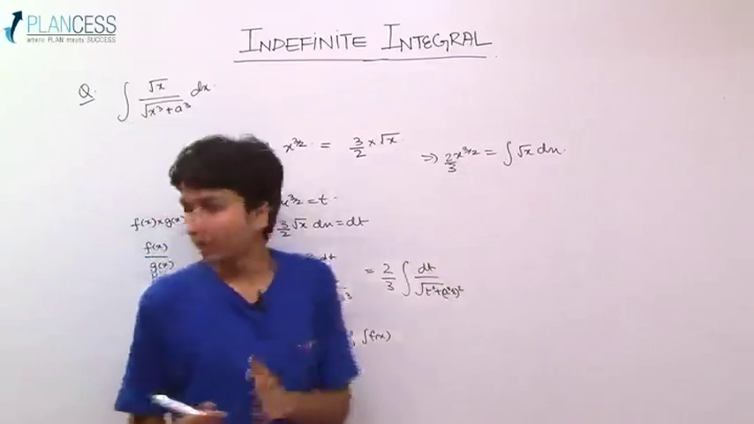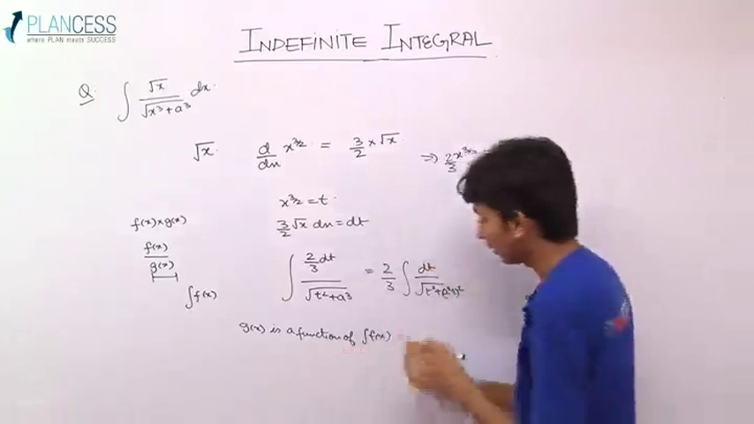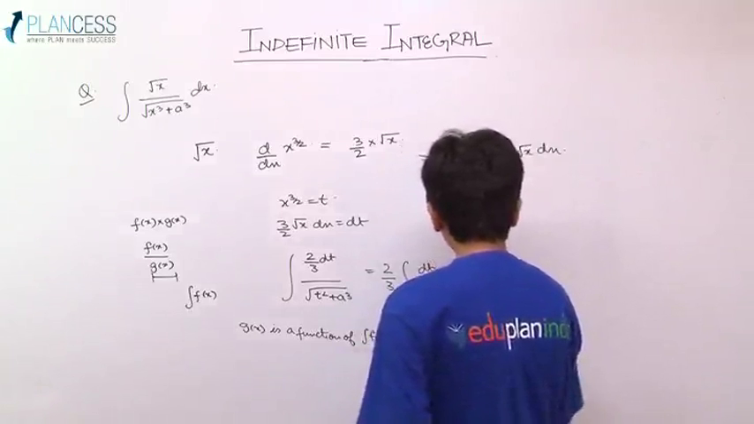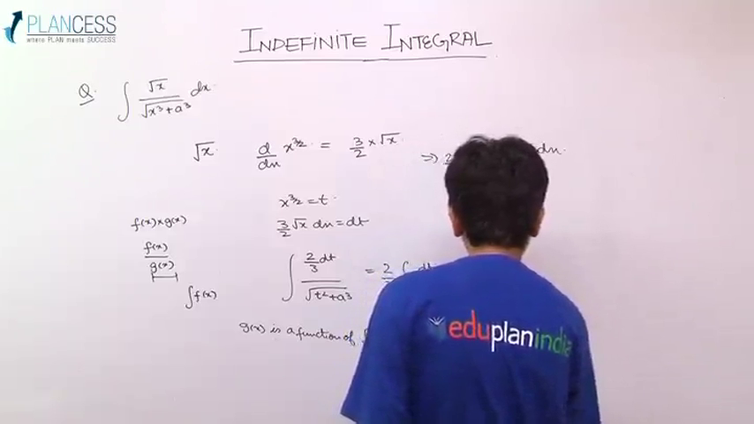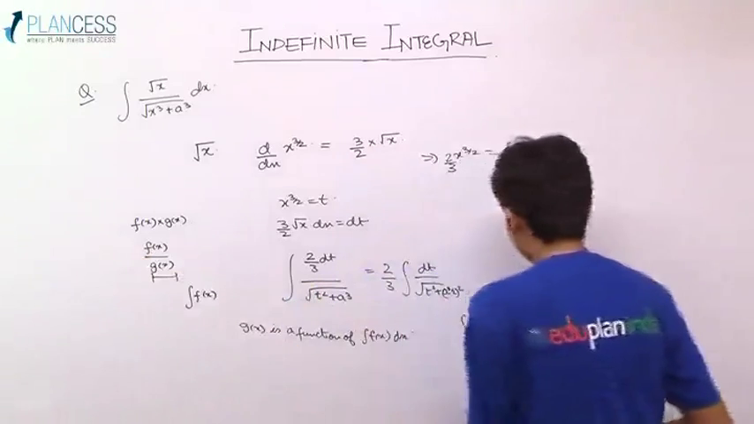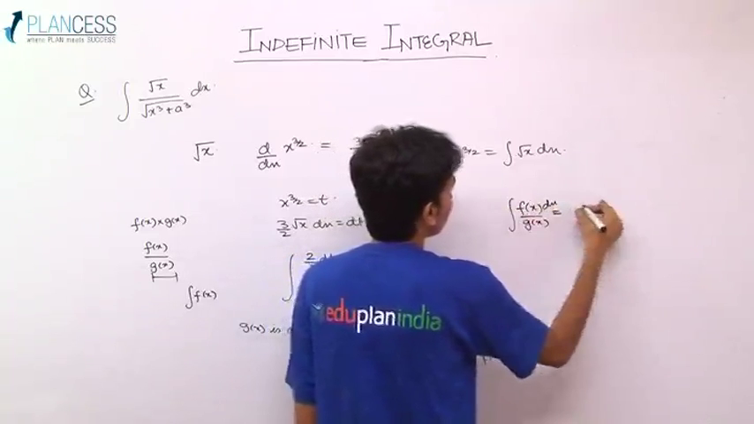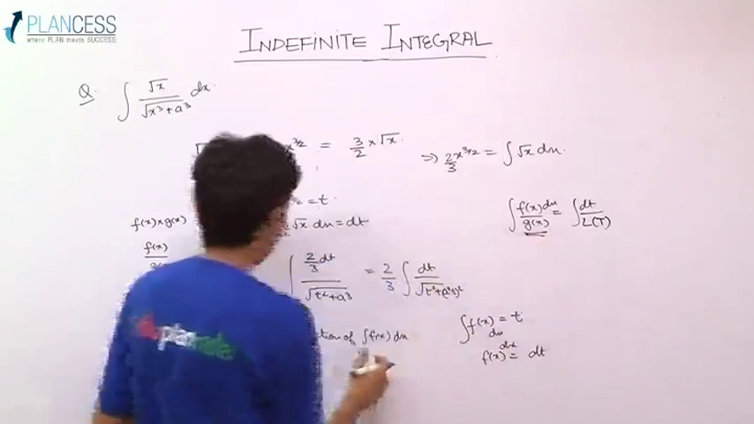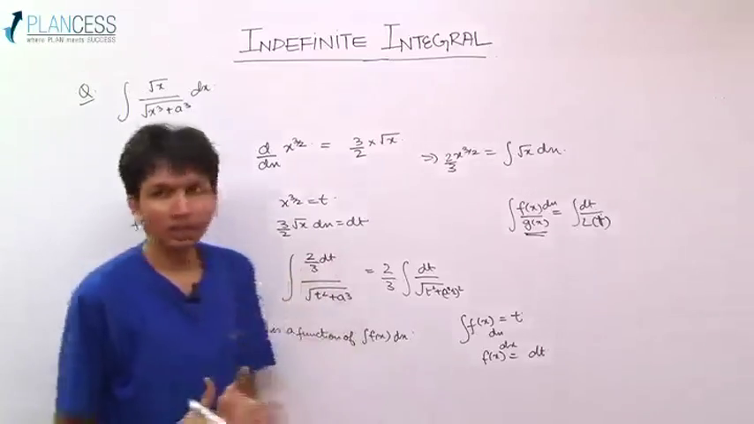So in these types of situations where this condition is followed, that is one function's integral is present in the other function, that is the other function is written as a function of the integral of f(x) dx, then the substitution is that the integral of f(x) is t, so f(x) dx is nothing but dt. So f(x) by g(x) dx becomes dt upon L of t, because g(x) was a function of the integral of this, and that integral is nothing but t.